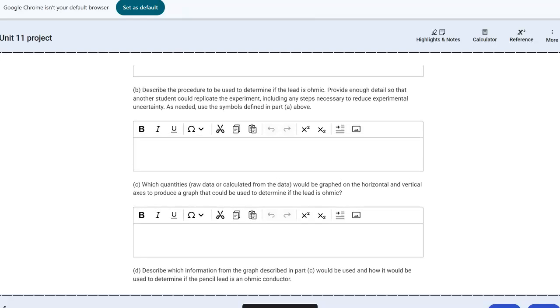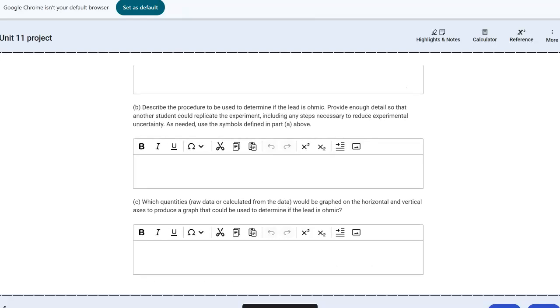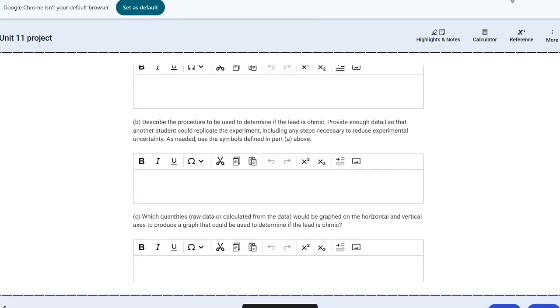So that means in our procedure I should have written, as the last step, turn off the battery at the end and let it cool down before I repeat, to prevent changing the properties of the pencil lead.